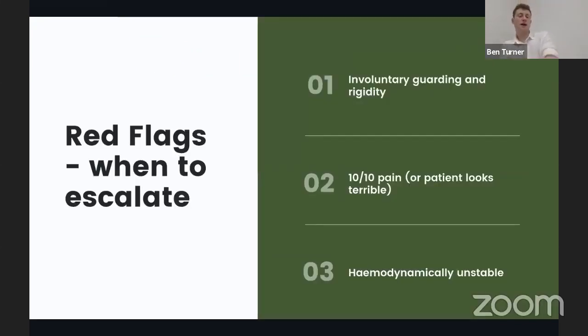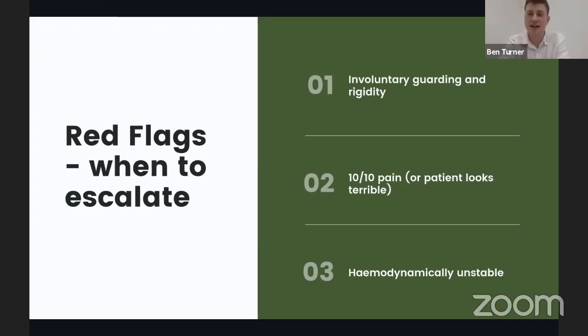Okay, so just having dealt with the history and examination there, I thought we should talk about the red flags and when you might want to escalate to one of your seniors once you're clerking a patient. So if the patient has involuntary guarding, i.e. when you press on their tummy, they're so rigid and they're not tensing to try and stop you pushing around, that is a red flag, and that needs to be alerted to your senior urgently, because that dramatically increases the chances of a perforated viscus.